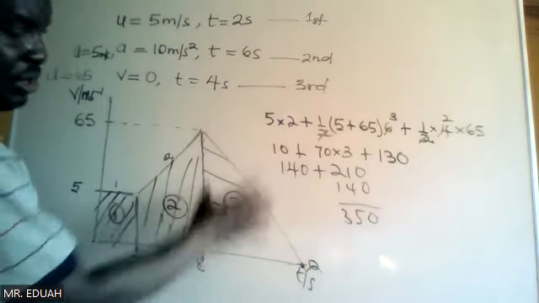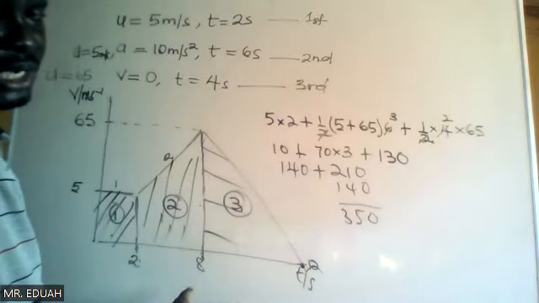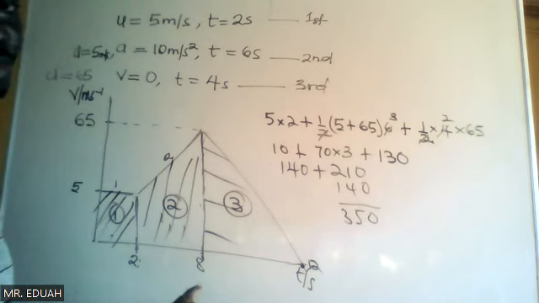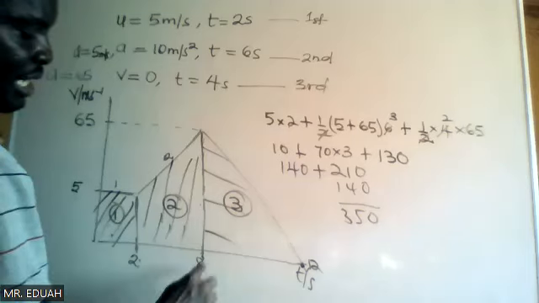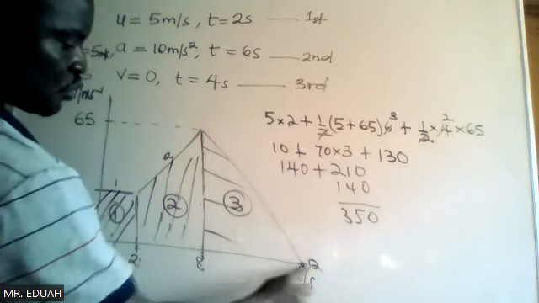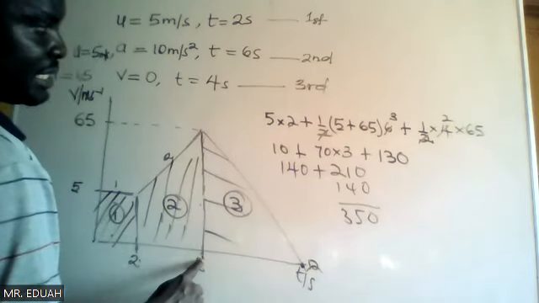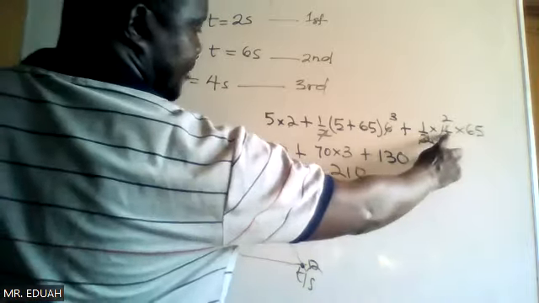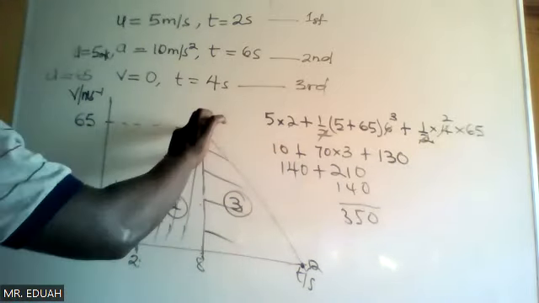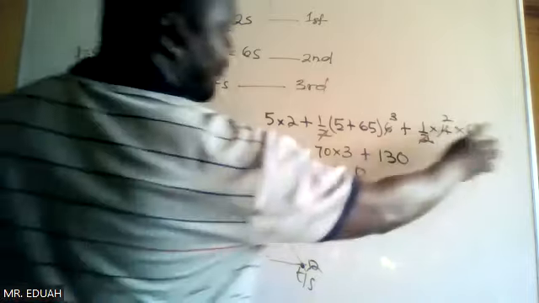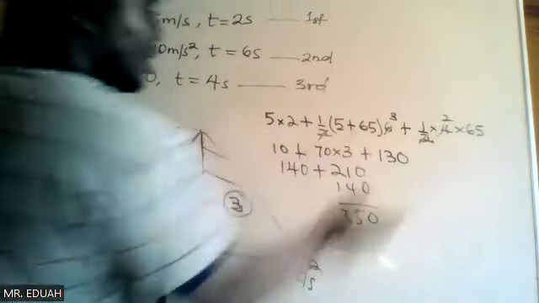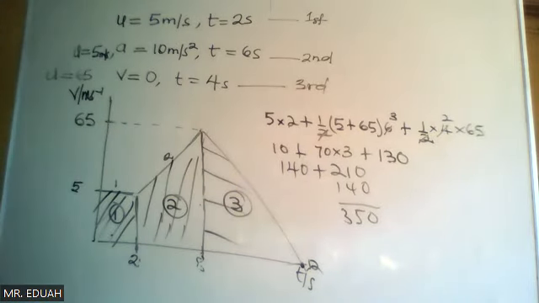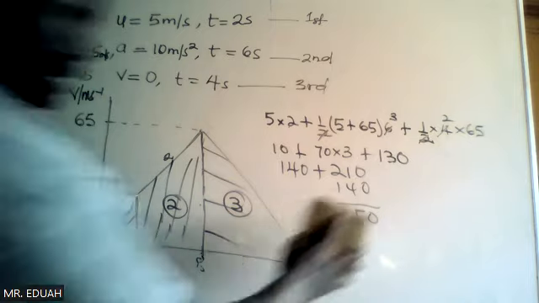This is a triangle. Area of a triangle is half base times height. Its base is 4, which is 12 minus 8. So half times 4 times the height, 65. And so when you add everything, you have the total distance traveled. Are you okay? Please, thank you.